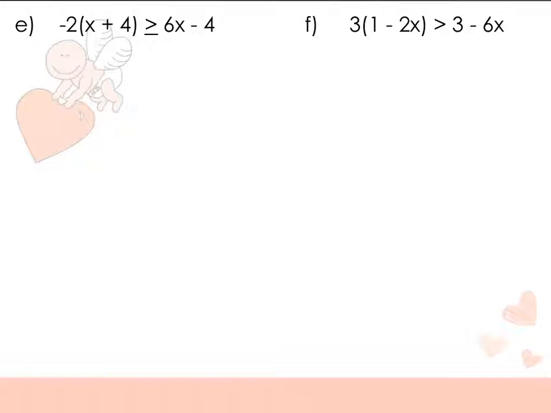So let's start with example E first, because this is a good one for us to start with. Whenever we're solving, I'm going to put a line through my inequality. Let's go through our steps. First thing, I see subtraction over here, so I'm going to do keep, change. Our second step, I see parentheses, so we're going to distribute. So negative 2 times x is negative 2x plus negative 2 times a positive 4 is a negative 8. Rewrite everything else.